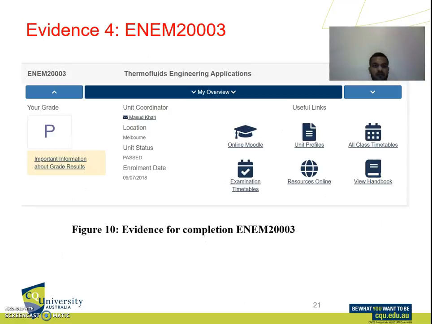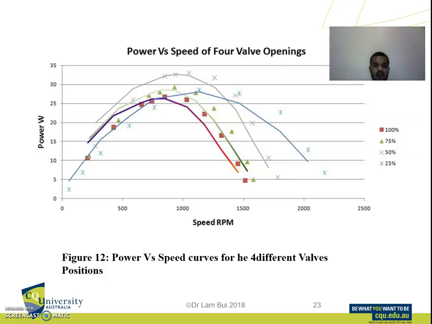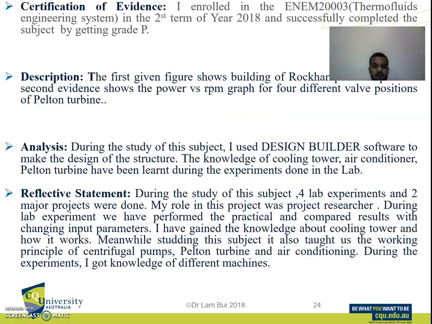This is the evidence number 4, which stands for ENEM 20003. I got a grade P in that subject. This is the figure of Rockhampton reference building design for Queensland region. This is the graph which stands for the power versus speed curves for the four different valve positions of the Pelton turbine. During the study period of this subject, we did 4 experiments and 2 projects.